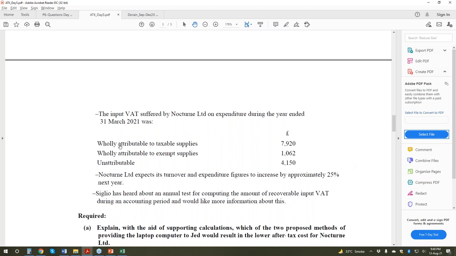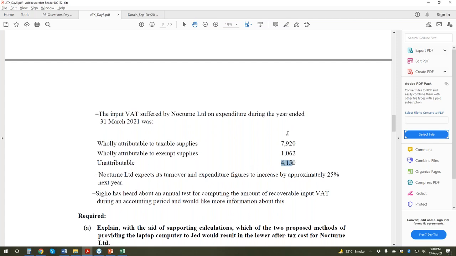Wholly attributable means wholly traceable. It can be directly traced that this has been suffered on taxable supplies, so that can be recovered. This can be directly traced as incurred on exempt supplies, so that is irrecoverable. It cannot be recovered.